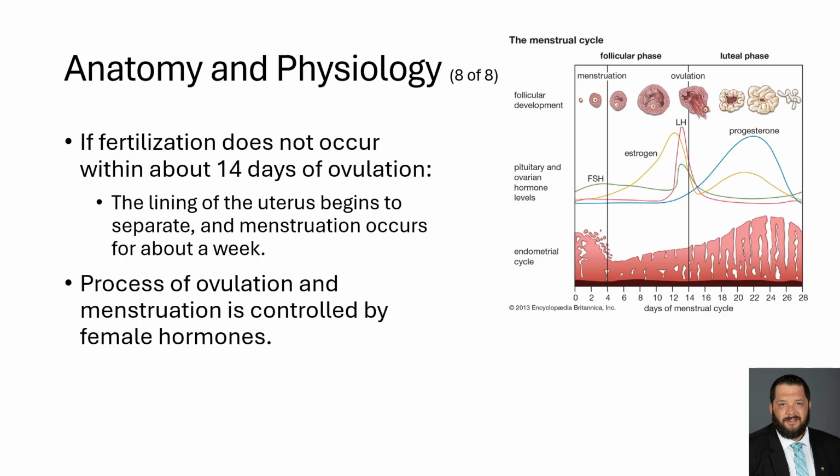The process of ovulation and menstruation is controlled by female hormones. Most specifically, you have estrogen, luteinizing hormone, follicle stimulating hormone, and progesterone. And you can see on the chart on the right-hand side of your screen the phases of buildup of the uterine wall as timed with the phases of follicular development. So you have the menstruation phase where the uterine wall sloughs and reduces its thickness in preparation.